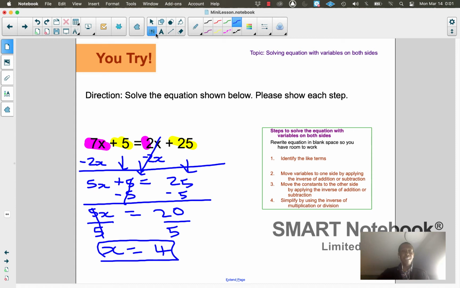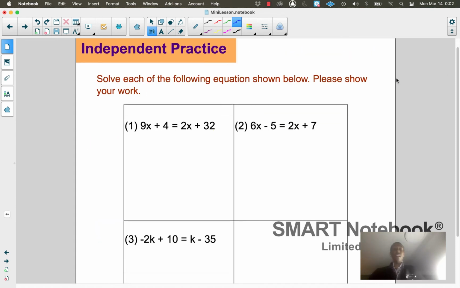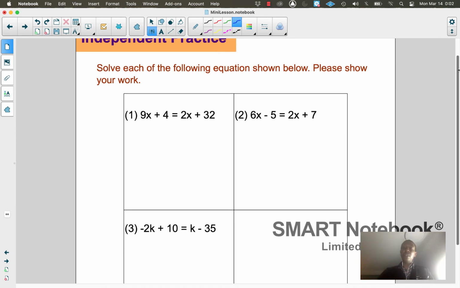Good job. X is equal to 4. So let's move on. I'm going to give you at least 5 to 7 minutes to complete 3 problems on the board. Let's go through it. We have 9x and we have 2x. We have a constant 32 and 4.